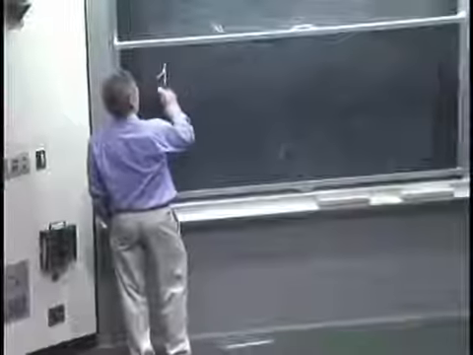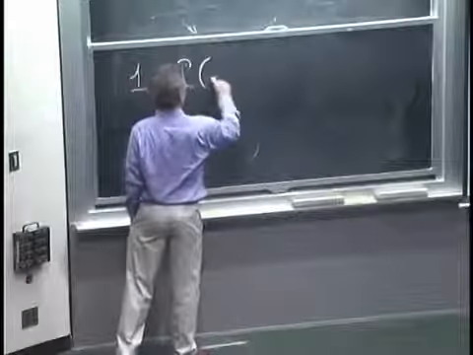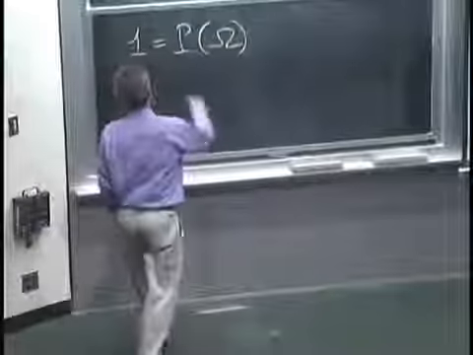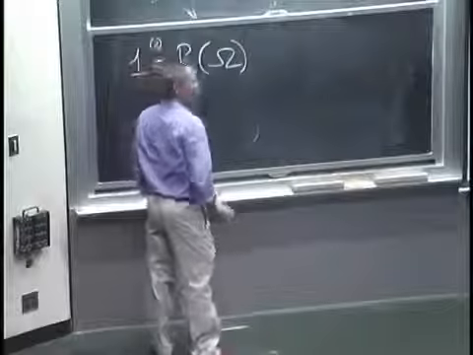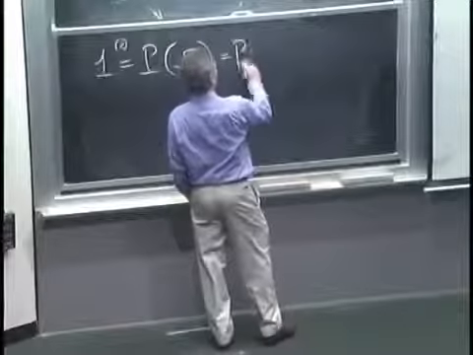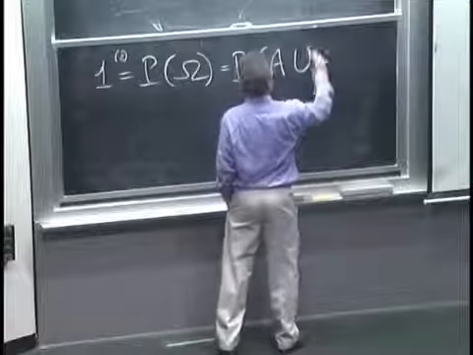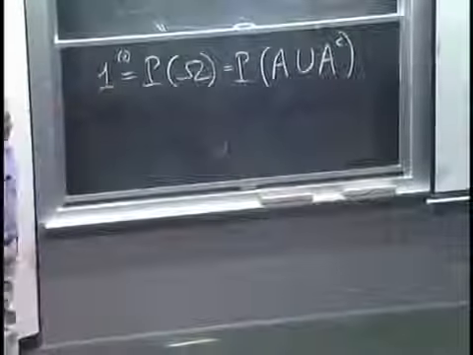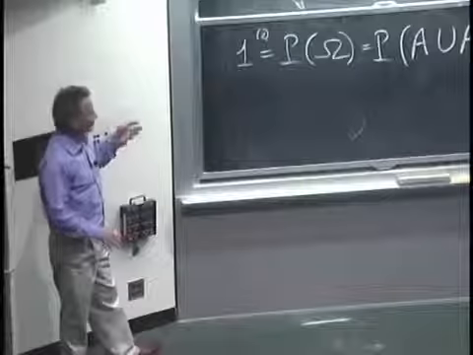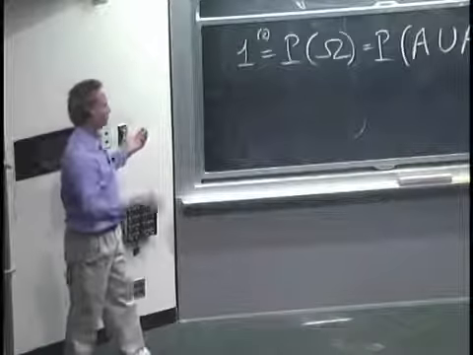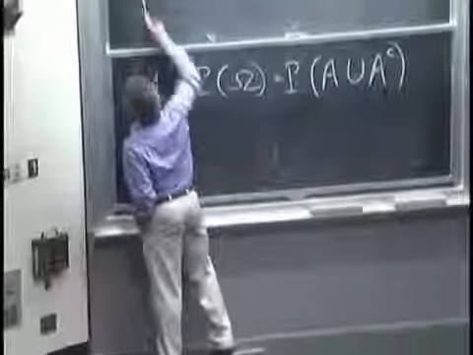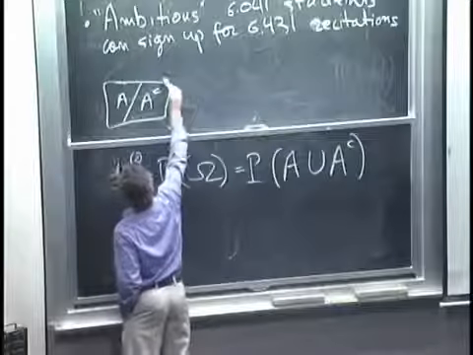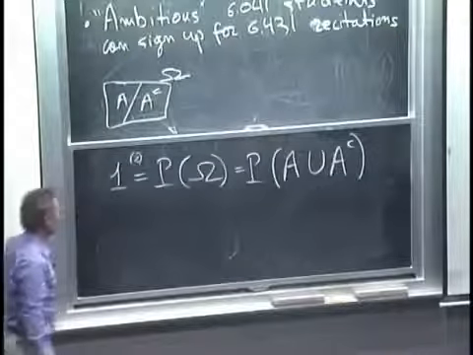1 is the probability of the entire sample space. Here we're using the second axiom. Now, the sample space consists of A together with the complement of A. Okay, so this is, when I write the complement of A, I mean the complement of A inside the set omega. So we have omega, here's A, here's the complement of A, and the overall set is omega.